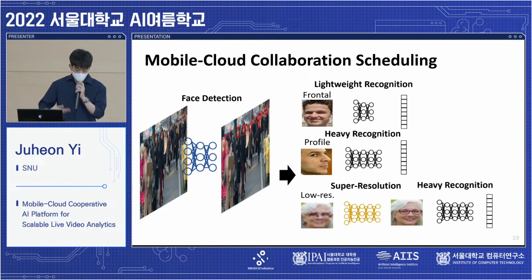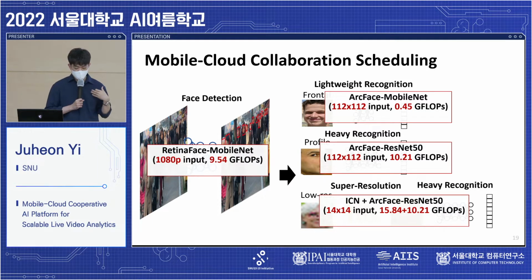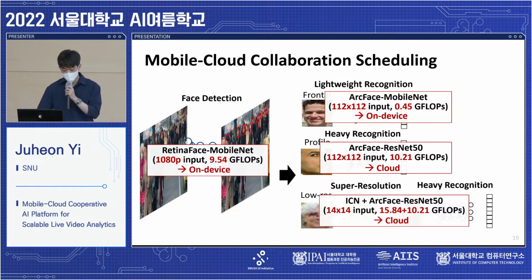Here is a simple idea of how we schedule the collaboration between the mobile and the cloud. We analyzed whether each task in this multi-DNN pipeline is compute intensive or network intensive. What we need to consider is the input data size of the task and how many gigaflops are required for the deep neural network inference. The key idea here is that a task with a high input size and very small computation is more favorable for on-device execution, whereas the opposite case is favorable for cloud offloading.